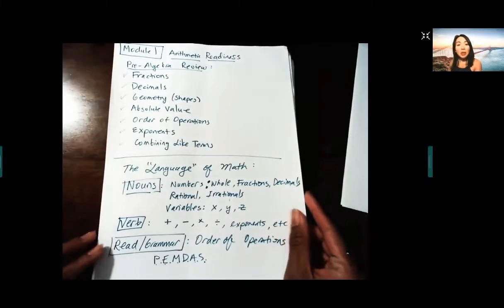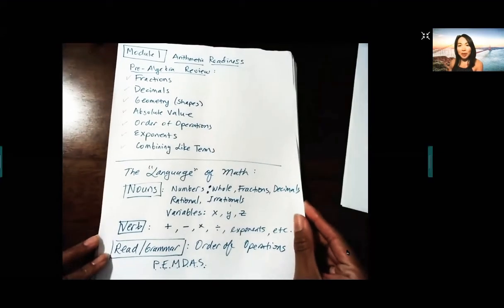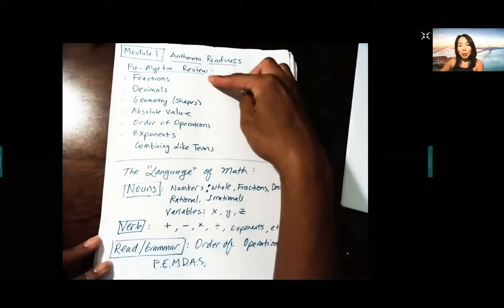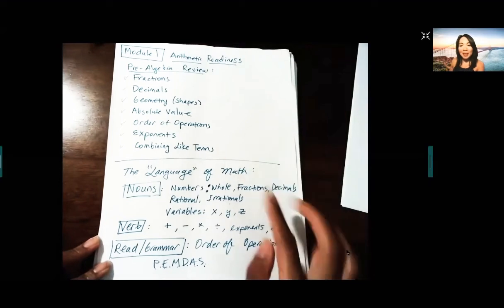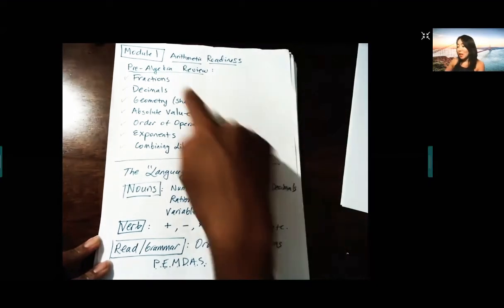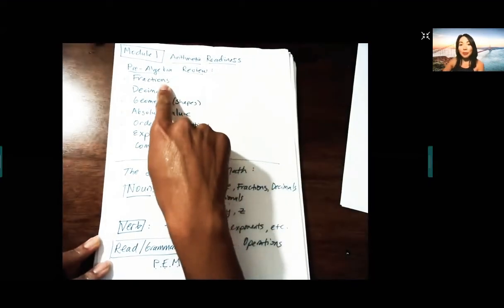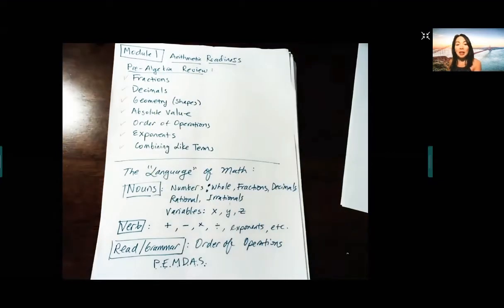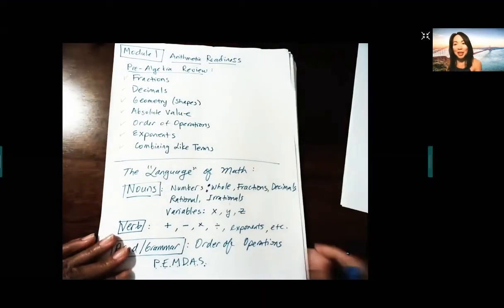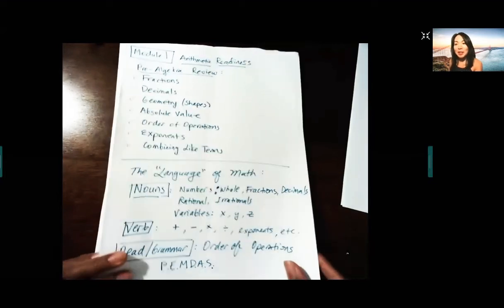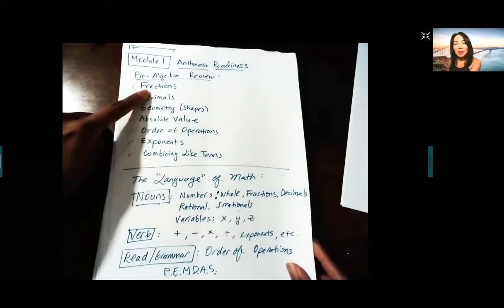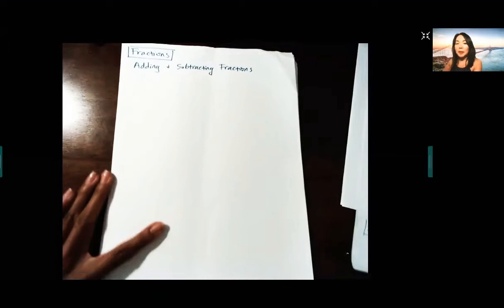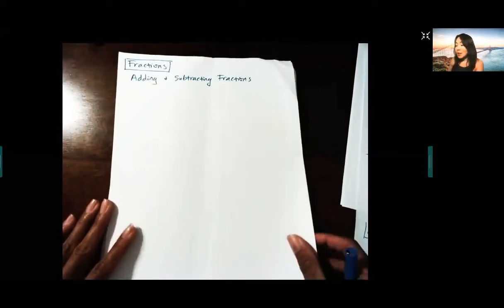So in my previous video, I gave you an overview of what Module 1 is about. It's about all of these pre-algebra review concepts and that math is a language that we're learning. So the first thing that we're going to learn is about the noun called fractions. And we want to know all about this noun, and what the rules for it are. So first off, adding and subtracting fractions.